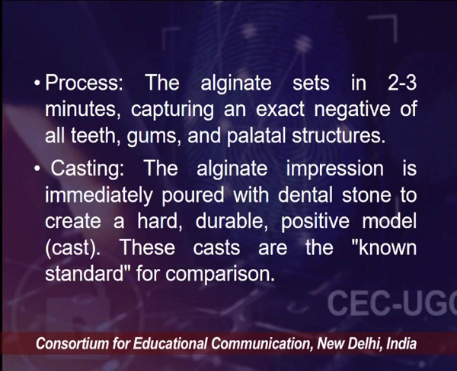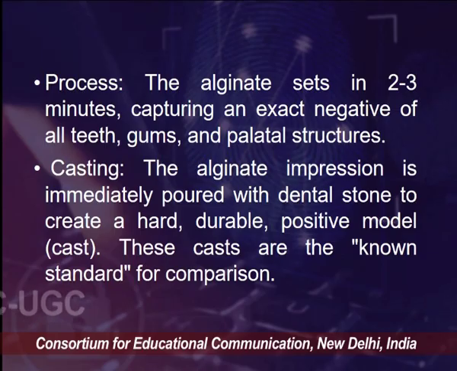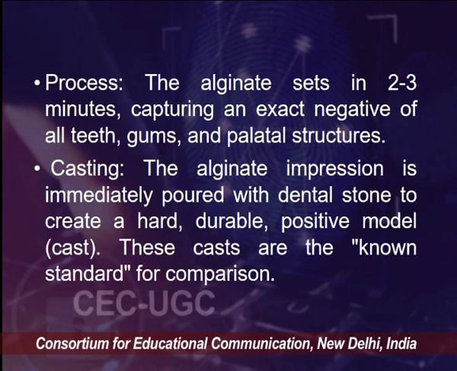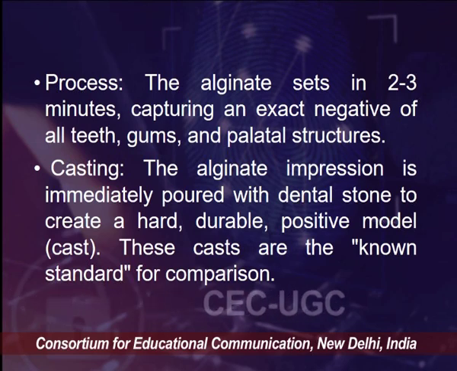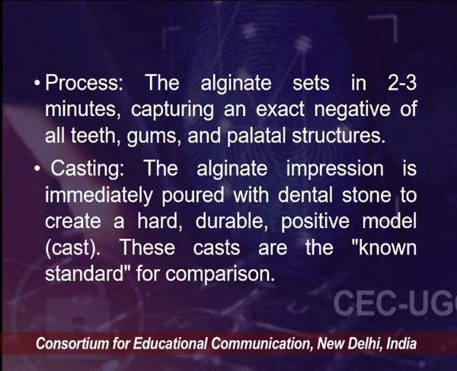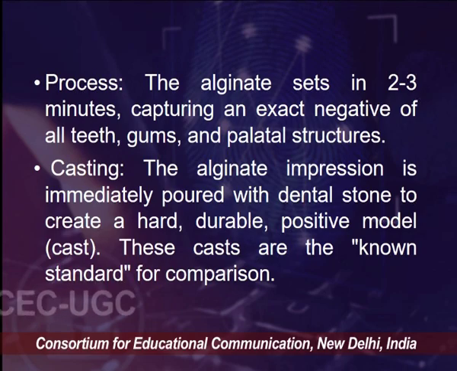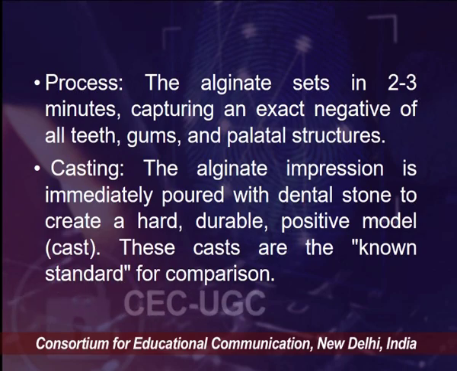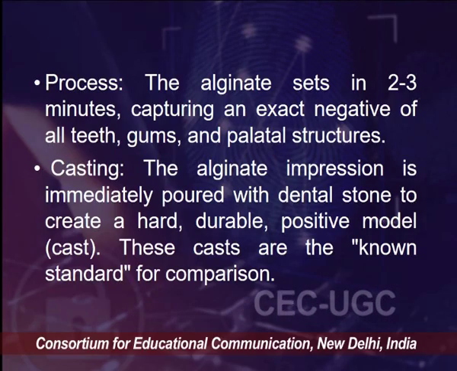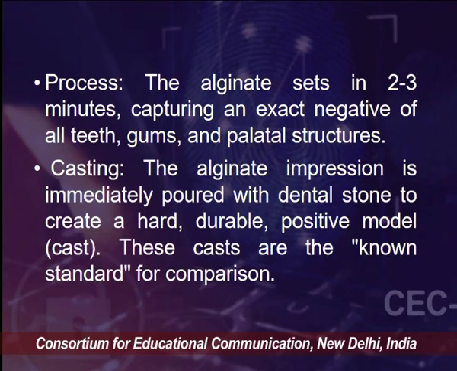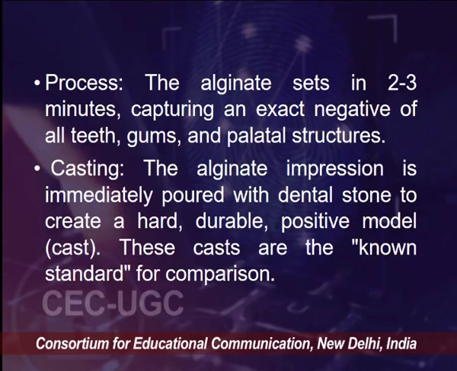So, how do we take this from the suspects? The alginate sets in 2-3 minutes, capturing an exact negative of all teeth, gums and palatal structures. Then we have to cast it. The alginate impression is immediately poured with dental stone to create a hard durable positive model, and these casts are the known standard for comparison. So, casting is one of the methods where, for the suspects we have, we take the direct cast from those suspects after obtaining the permission from the court.